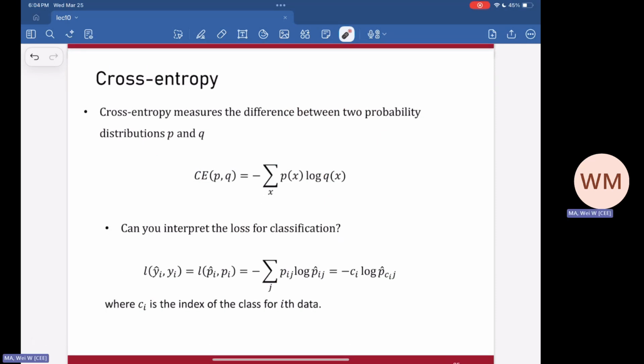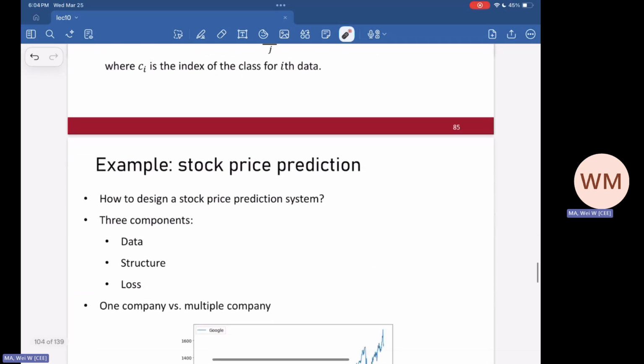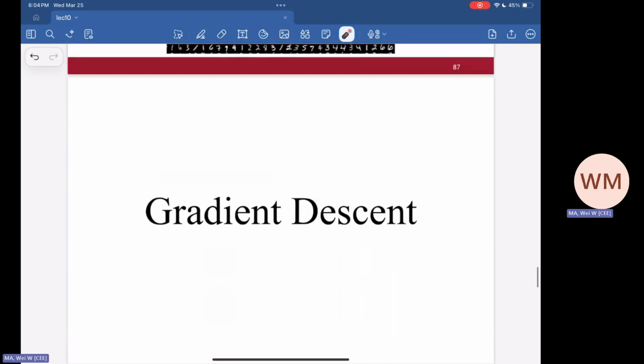The cross entropy is particularly used for classification. As long as you're using classification, this one is particularly good. Okay, so I skip those things.